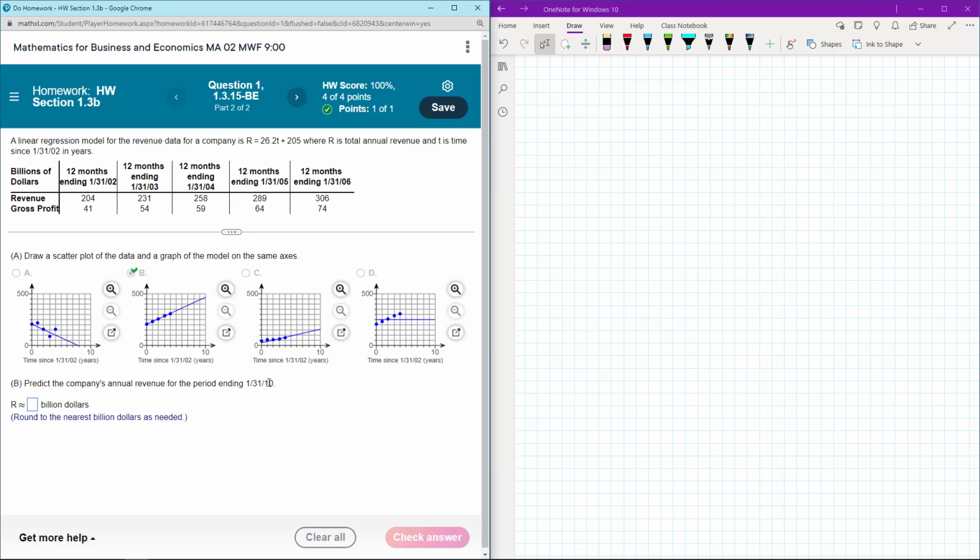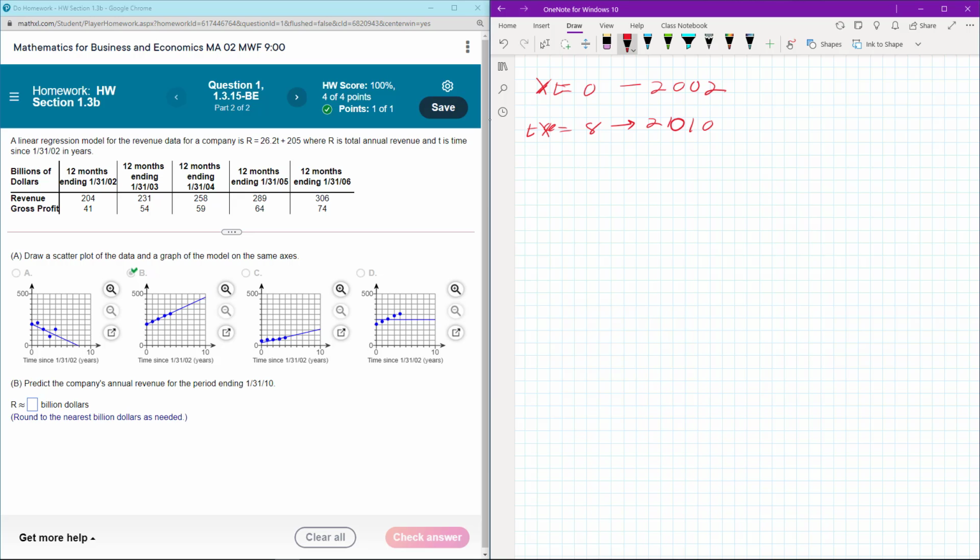For the next part, we want to compute the company's annual revenue for the period ending January 31st, 2010. Now keep in mind that X equals 0 corresponds to 2002. Therefore, X equals 8 will correspond to 2010. Okay, so in our regression model, we want actually not X, but T. We're dealing with independent variables, so T.